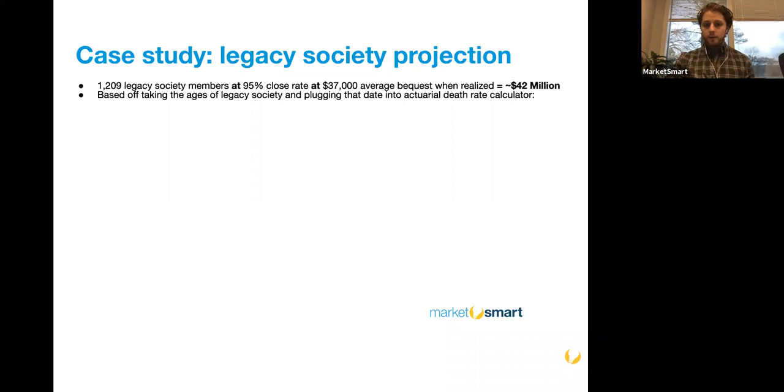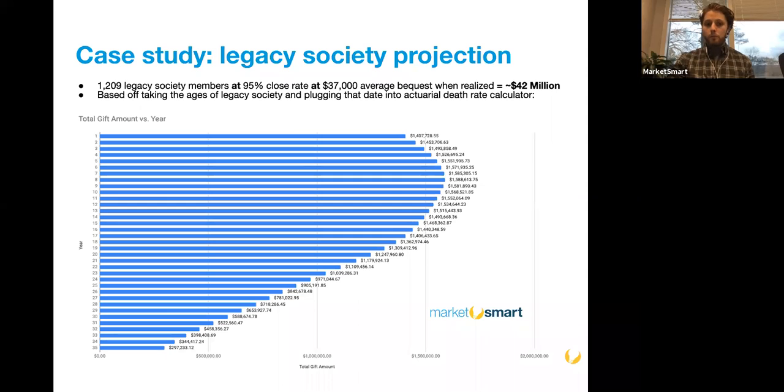And then again, we can take those ages and come up with our model, or at least with our annual distribution. Y-axis, years from today, x-axis, dollar amounts, and this looks drastically different than the other case study we were looking at a moment ago. Why? Because the age distribution of the legacy society for this particular organization, these 1,200 people, is younger than the age distribution of that other organization's entire database. Kind of crazy, but that's the reality of the situation.